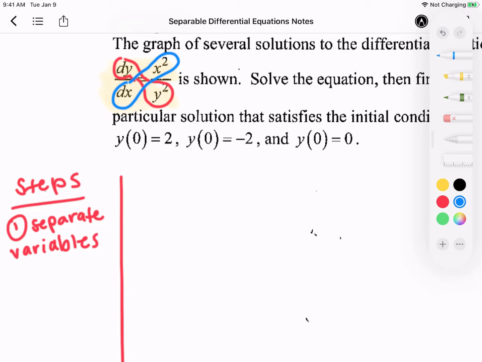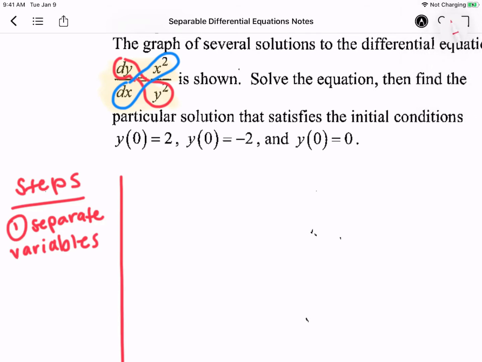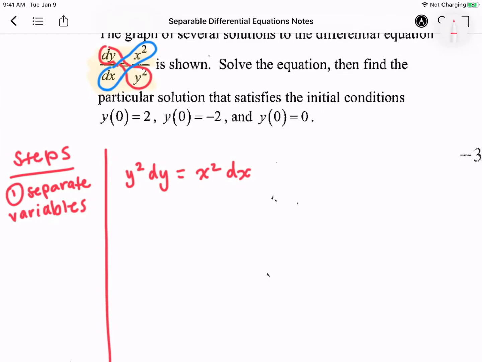So in this case, I can kind of like cross multiply. So this would be y squared dy equals x squared dx. And that's it. That's separating the variables. I've done the first and most important step.